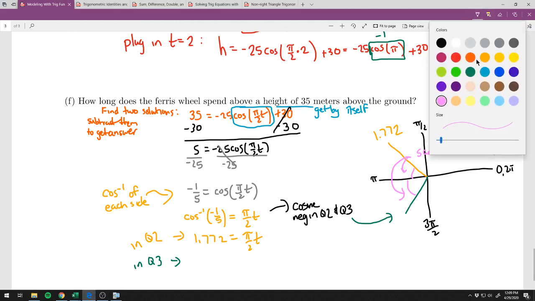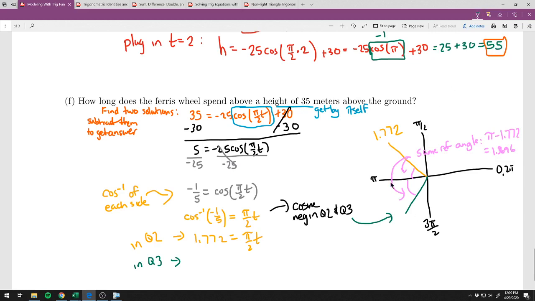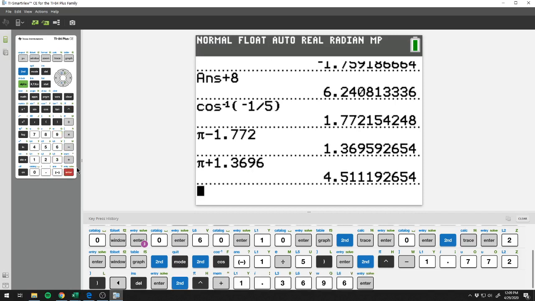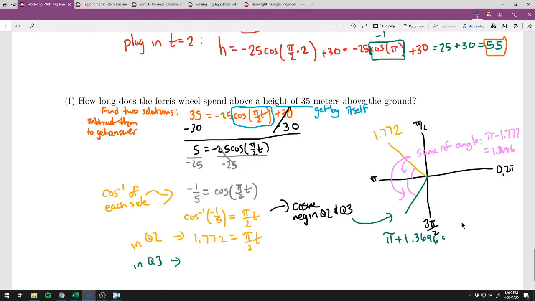And the way we would compute our quadrant 3 angle, since it's beyond pi by that reference angle amount, we get pi plus 1.3696. And what does that give us? We get 4.511, rounded to 3 spots. Yeah, our quadrant 3 angle 4.511 equals pi over 2 times t.